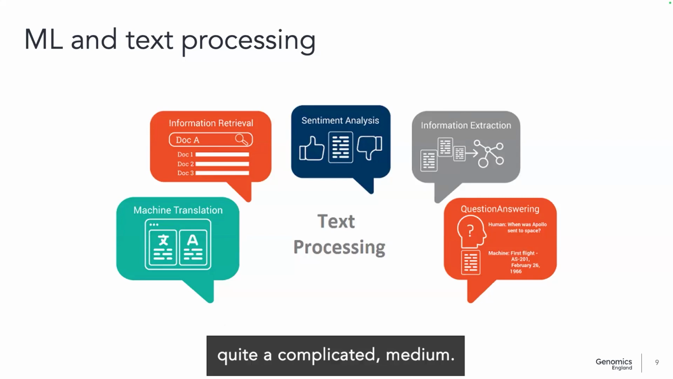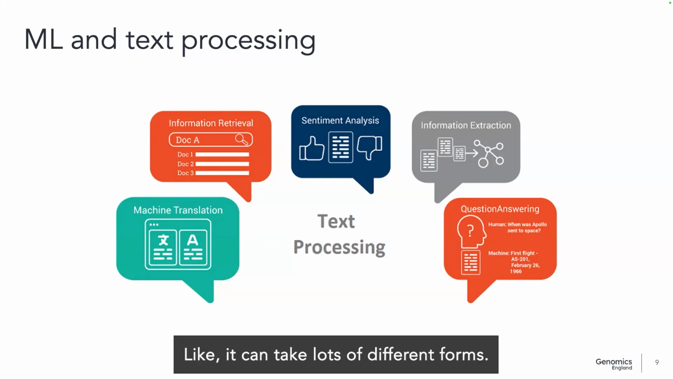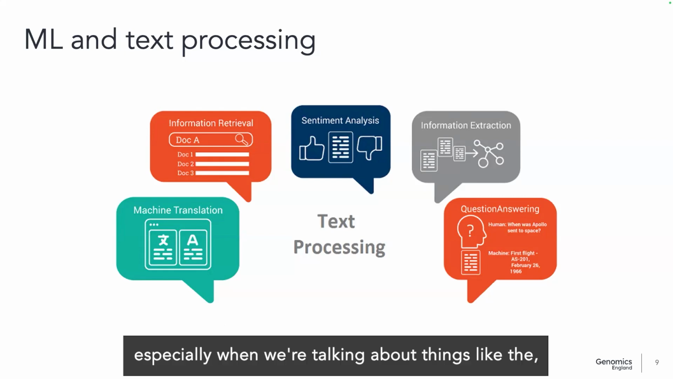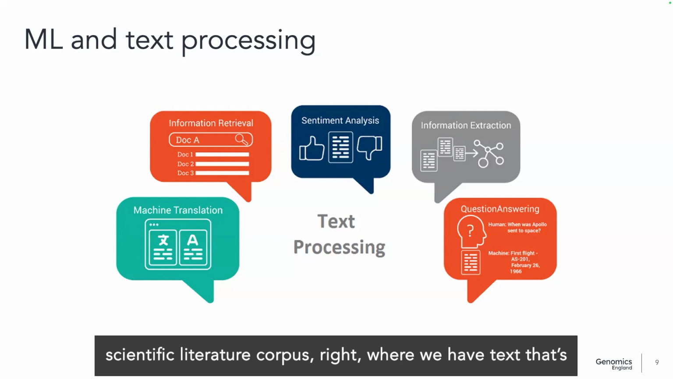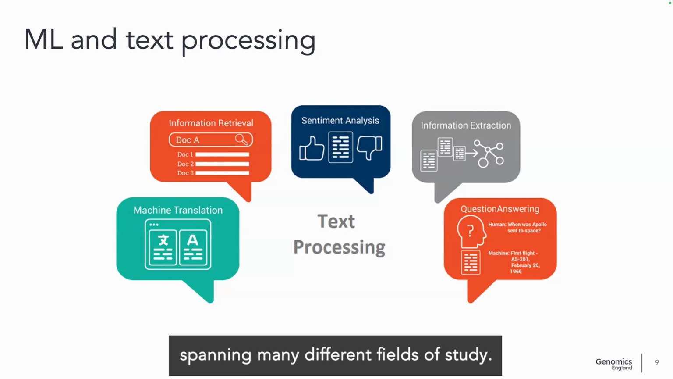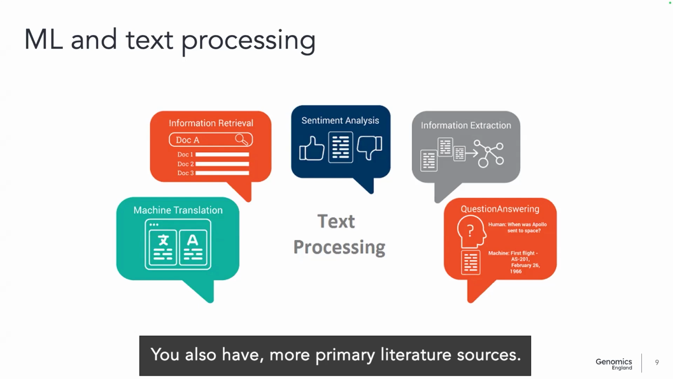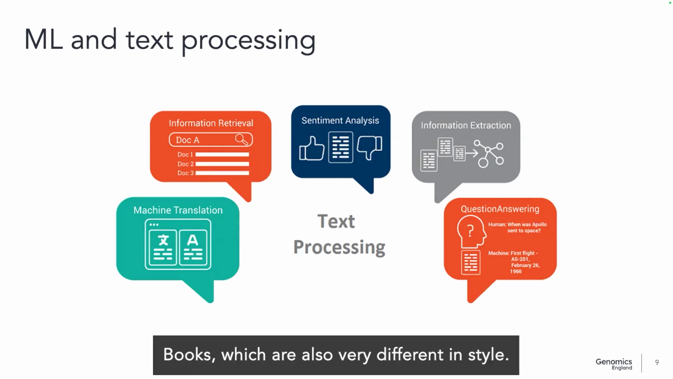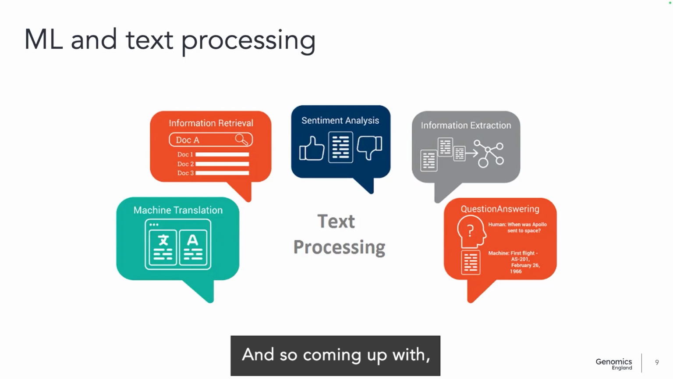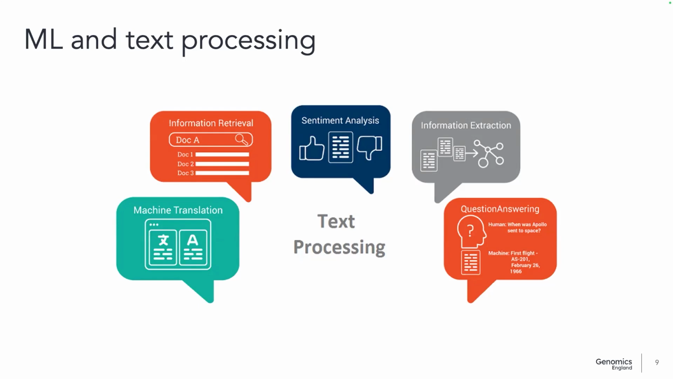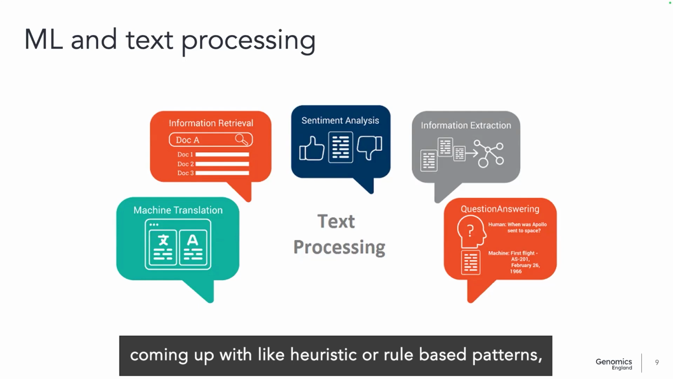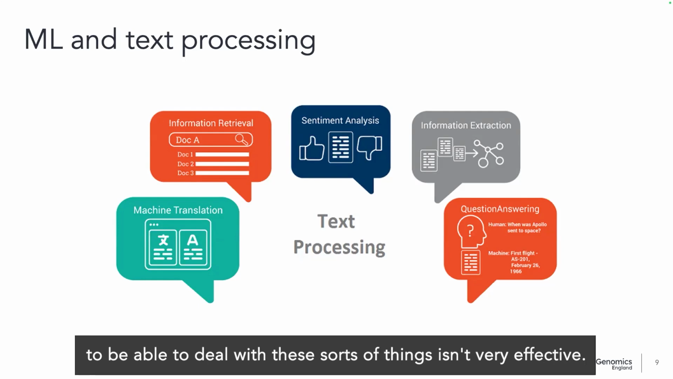Text is obviously quite a complicated medium. It can take lots of different forms. There can be very high variation in text, especially when we're talking about things like the scientific literature corpus, right? Where we have text that's spanning many different fields of study. There are different types of text. So for instance, review papers. You also have more primary literature sources, books, which are also very different in style. And so coming up with heuristic or rule-based patterns to be able to deal with these sorts of things isn't very effective.